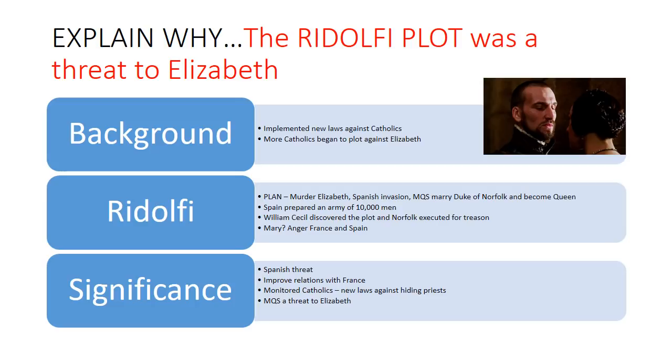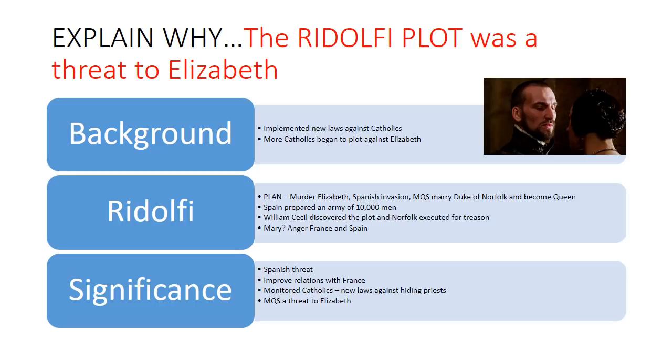The next plot is called the Ridolfi plot. Ridolfi was an Italian guy, and the background to this was there was a whole series of strict laws against Catholics, covering where they could pray, whether they could go to church, and fining them for not going to church.